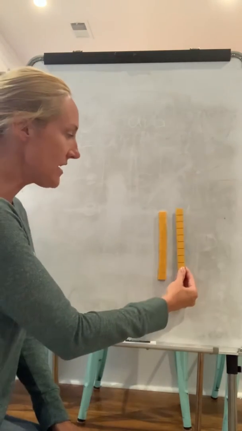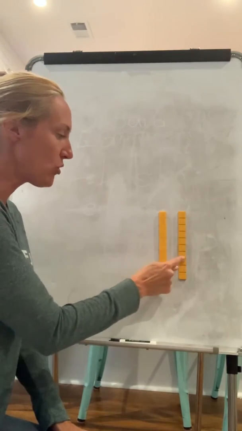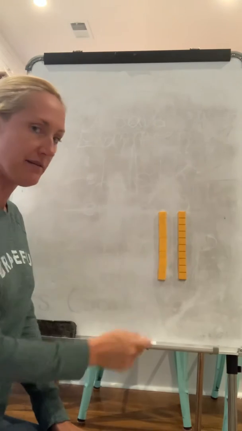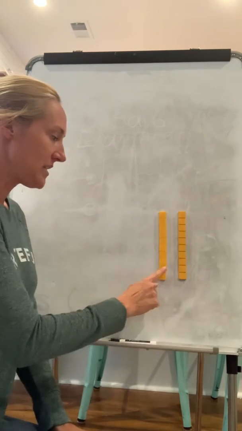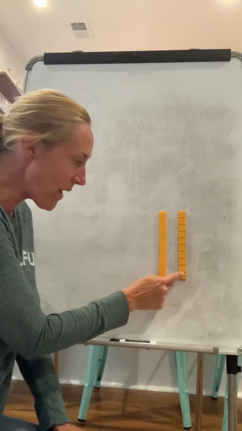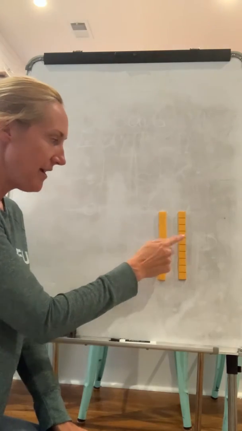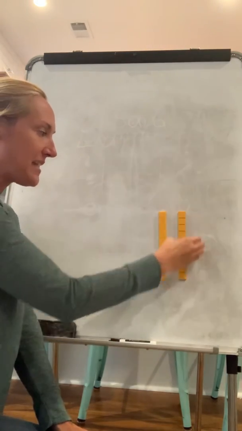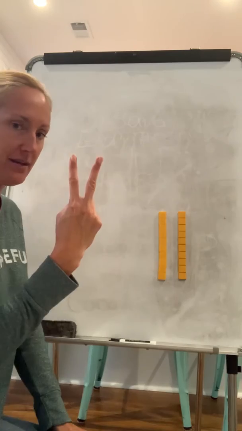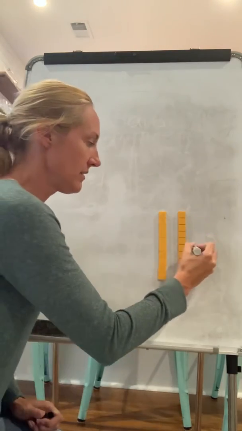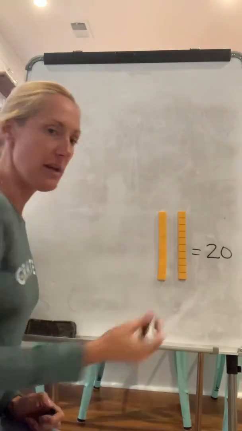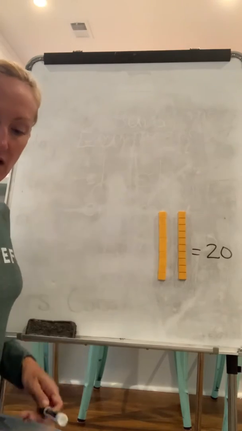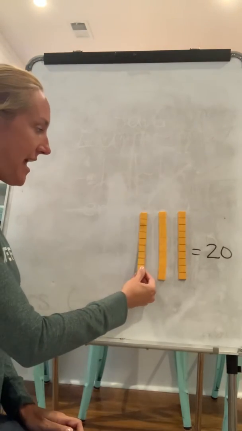Okay, well, here's another one. Now I have 2 groups of 10, 2 tens. So 10, 20. So I have 20 of the little squares, but they're each in a group of 10. So I have 2 tens, and that equals 20.